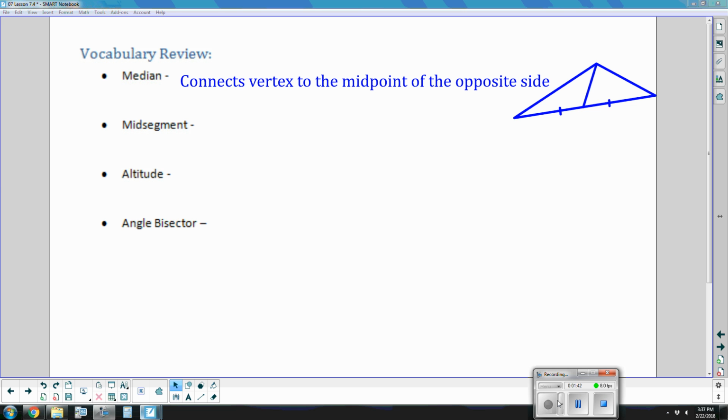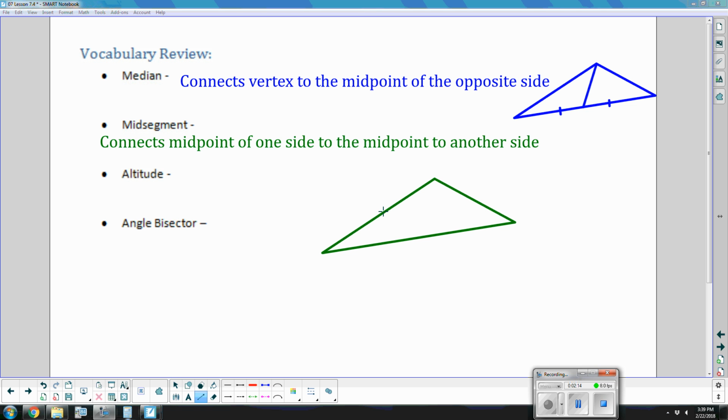Now our next term is midsegment, and again this is a key vocab term from that same chapter. A midsegment connects a midpoint to a midpoint, so from one side to another, the midpoints are being connected. Now we have a couple special conjectures about midsegments in triangles. One is that they're parallel to the third side, and secondly that a midsegment is half the length of the third side. And that was from earlier this semester.